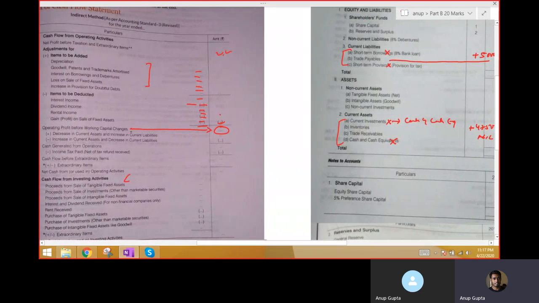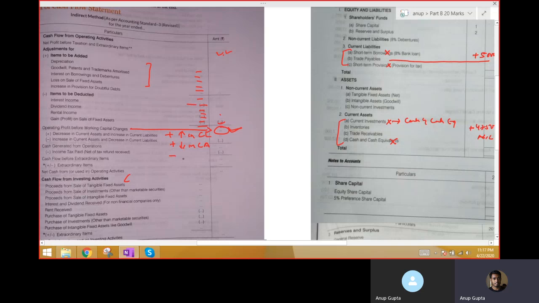After we get the operating profit before working capital changes, we look at the current assets and current liabilities. In current liabilities, except short-term borrowings and short-term provisions. In current assets, except cash and cash equivalent and current investment. Whatever is there, we'll look at it and see the trend, whether it is increasing or decreasing. So in this we will add the increase in current liability and the decrease in current asset.